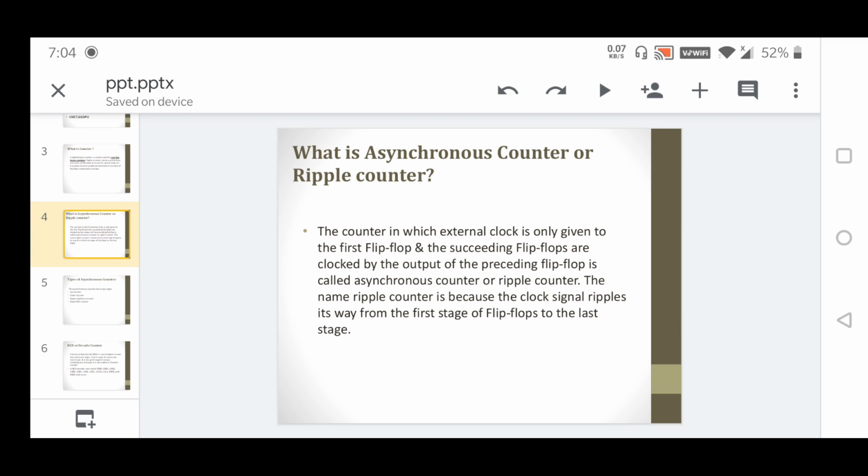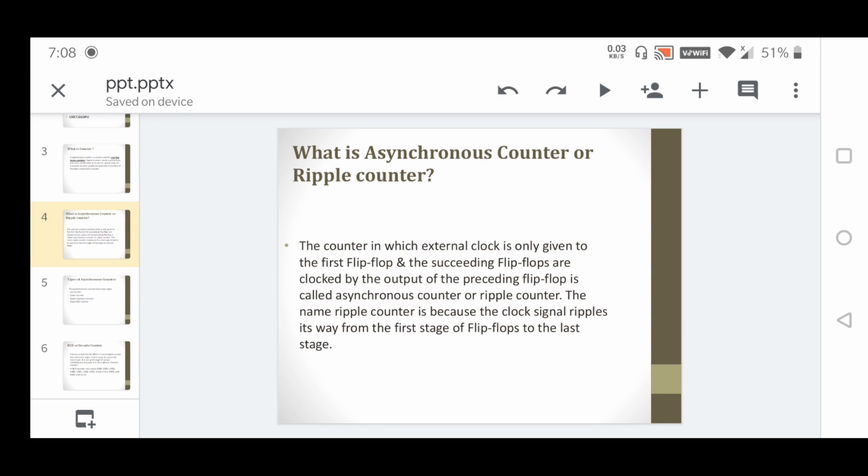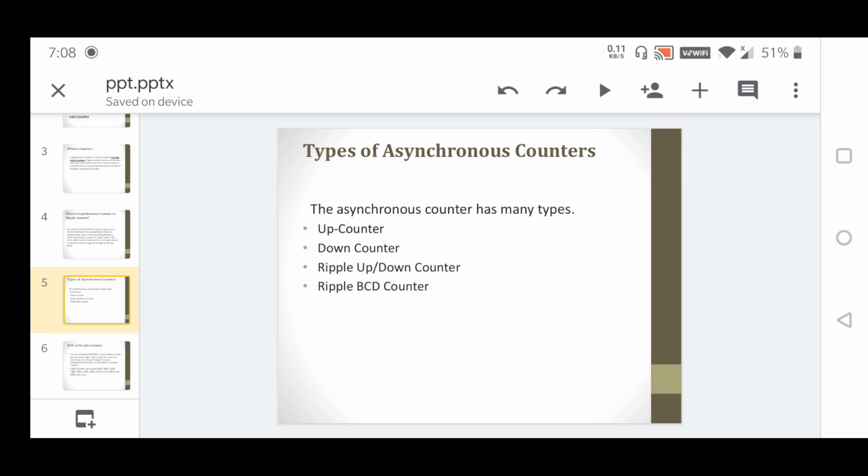Now moving ahead to asynchronous counter. First understand what an asynchronous counter means. A counter in which the external clock is only given to the first flip-flop and the succeeding flip-flops are connected by the output of the preceding flip-flop. For example, if you have 3 flip-flops cascaded together, the input of the first flip-flop will be the external clock that you have given. The input of the second flip-flop will be the output of the first flip-flop, and the input of the third flip-flop will be the output of the second flip-flop, and this cycle goes on. Now, as the clock signal moves in a ripple manner like a wave, it is also called a ripple counter.